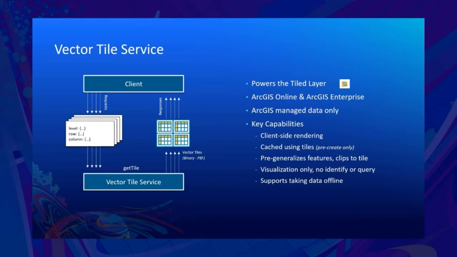It's for visualization only. You can't do identifies or queries against this because of the way that it generalizes the data and clips it to the individual tiles. But these vector tile layers are tiny compared to a traditional cached map service. I mentioned before that a cached map service could easily be gigabytes, hundreds of gigabytes. In some cases, vector tile layers by comparison are often in the kilobytes or at most the tens of megabytes. I've seen a few in the hundreds of megabytes when they cover a really large detailed area, but even that is several orders of magnitude smaller than a cached map service.